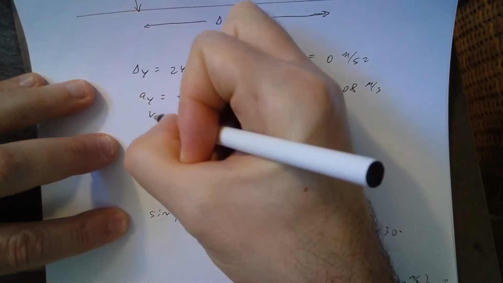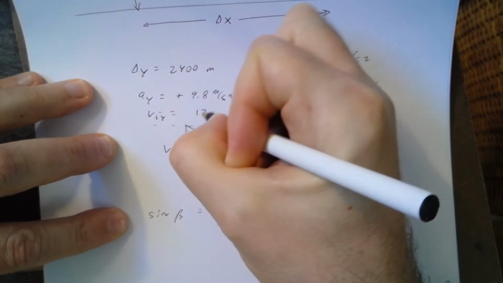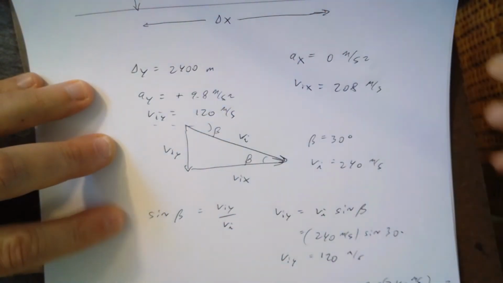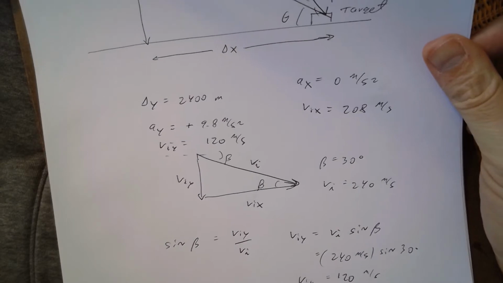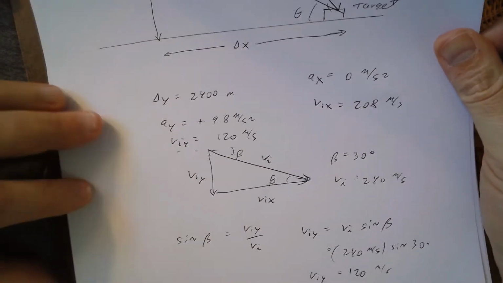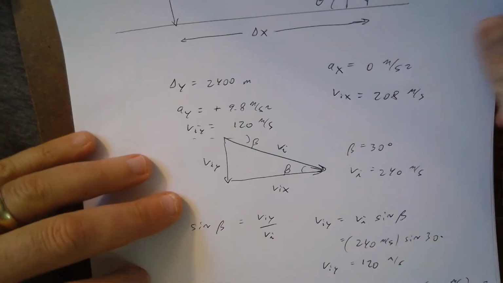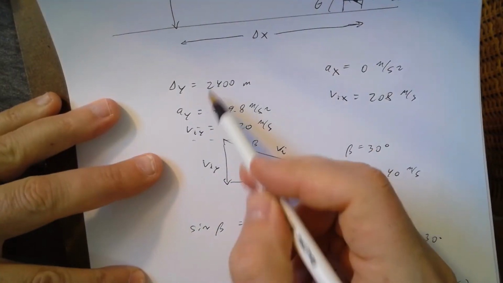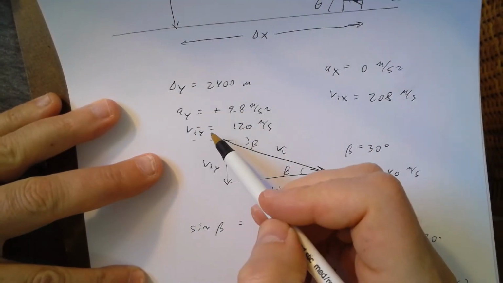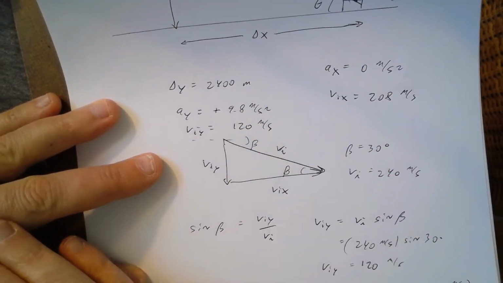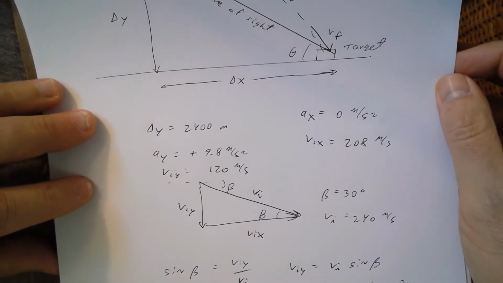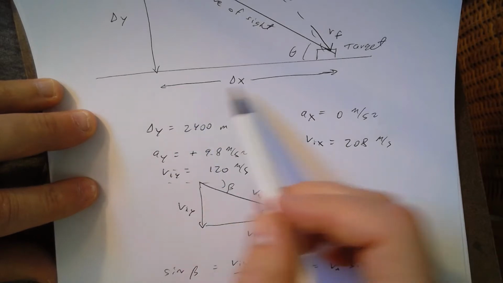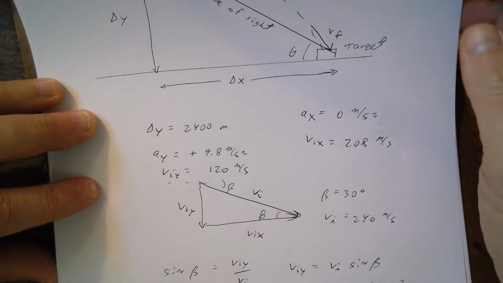VIY is 120 meters per second. I've got 5 knowns. That's all I need to do a projectile motion problem. And the strategy is going to be to use the 3 knowns that I have in the y direction to solve for time. And once I know time, I can use that for both x and y, and I could find things like the x displacement, for example. Alright, we'll do that on the next page.